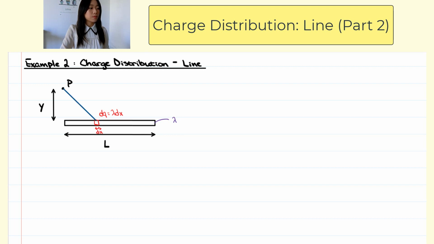The blue line represents the distance from the element to the point P. Let's call this r, and let's call this angle theta. Unlike the previous example, there's no symmetry in this example, so the total electric field will have x and y components. So we have to find both. Let's first look at the x component.